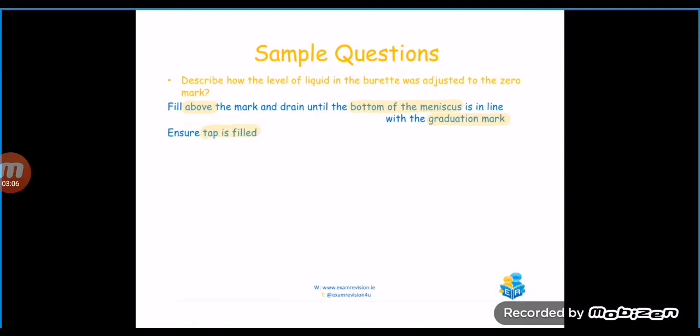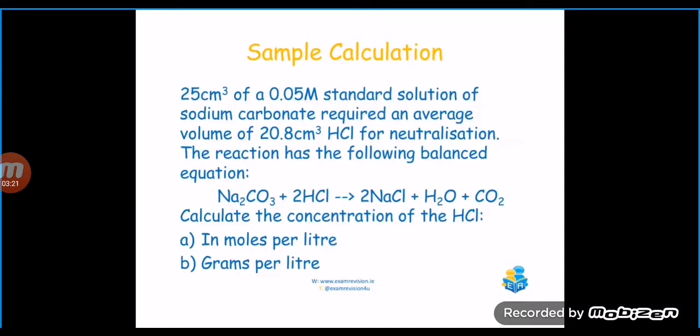In the second question, it says, why is a pipette filler used when filling a pipette with 25 centimetres cubed of sodium carbonate? So there are many reasons. It's mainly for safety, for hygiene, and to prevent the solution getting into the mouth. So now let's look at a sample calculation for this experiment. This is just a condensed version of an exam question, and we're going to go through it using the first principles method.